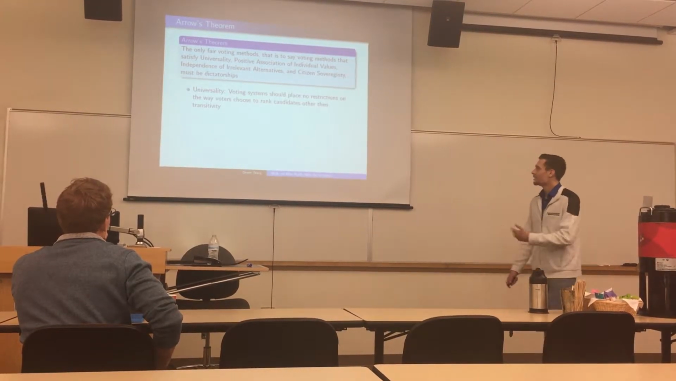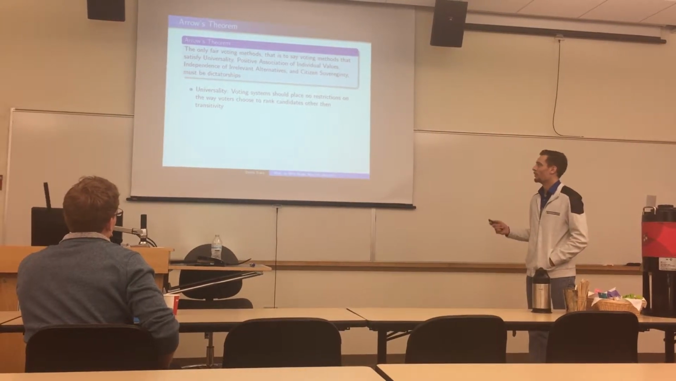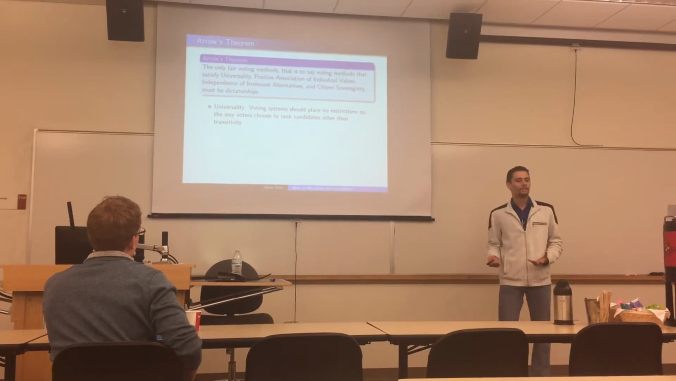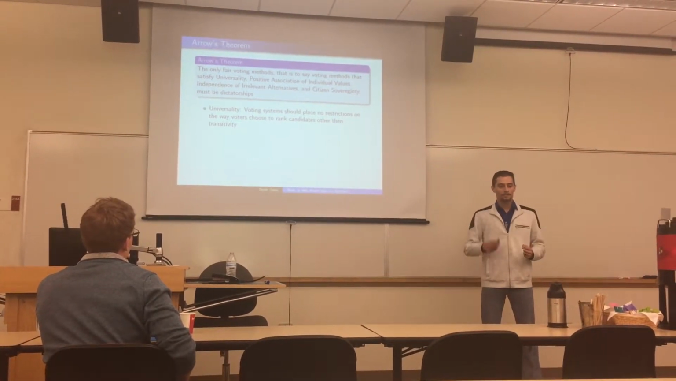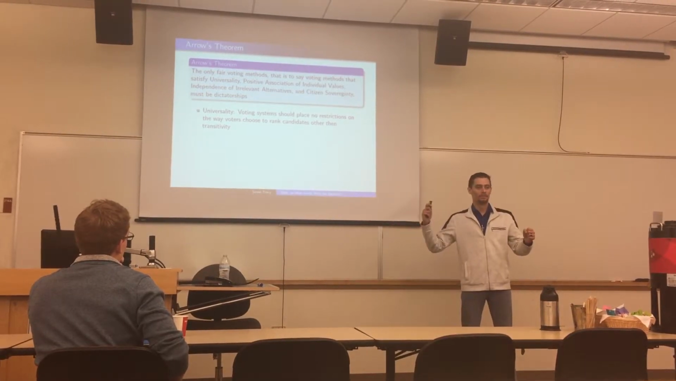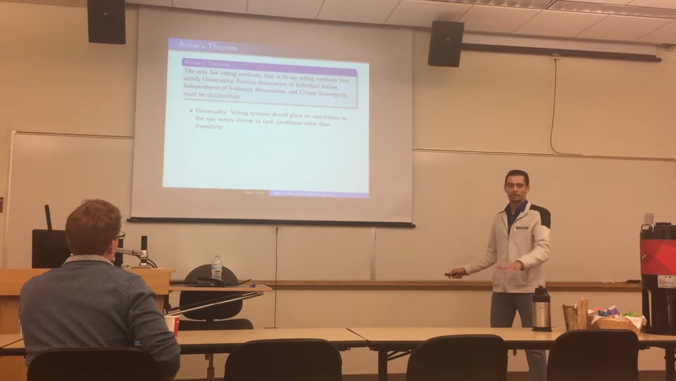So universality is that a voting system should place no restrictions on the way voters choose to rank candidates other than transitivity. Transitivity in voting is if candidate A is preferred above candidate B and candidate B is preferred above candidate C, then candidate A should be preferred above candidate C. That's the only restriction we're going to impose on your vote. Other than that, you should be able to vote however you want.